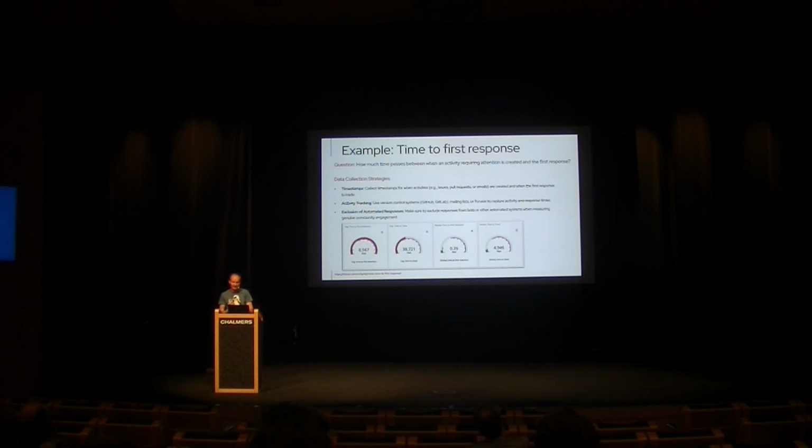One example, one of the metrics is time to first response, that answers the question how much time passes between when an activity requiring attention is created and the first response. Okay, kind of an SLA. And it's very good to measure. It could be measured by collecting timestamps, by collecting activity tracking, for example, in GitHub and GitLab, or via additional information if it's available somehow in the open. And at the top of the slide, you can see an idea how this could look like on a dashboard.